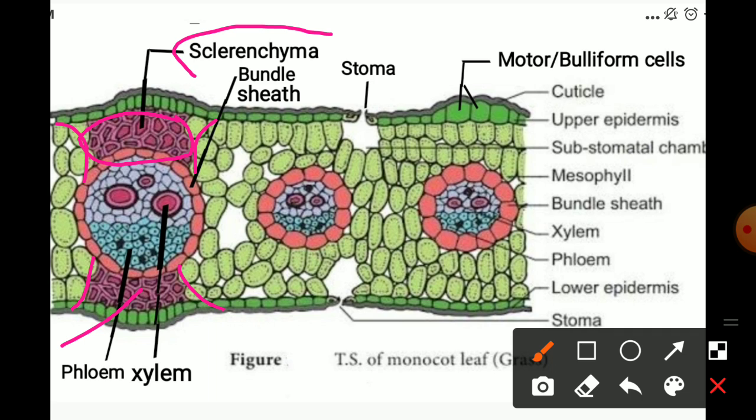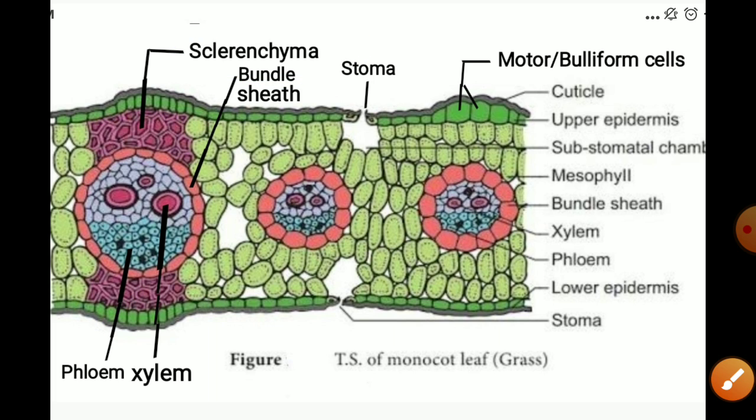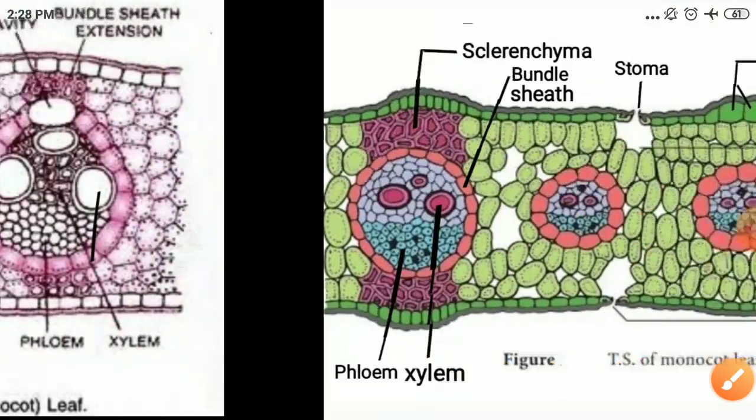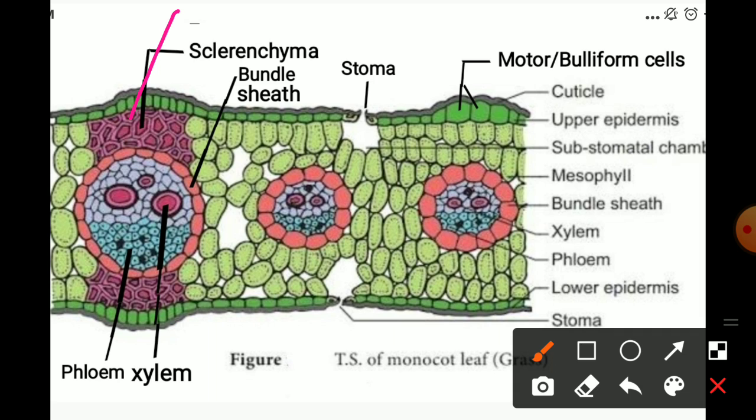This is the mechanical sclerenchyma tissue, or we can call it an extension of the bundle sheath toward the upper epidermis and toward the lower epidermis. This is a sclerenchyma type of tissue present, flanking, broadening toward the upper epidermis and lower epidermis. This sclerenchyma tissue is a very hard mechanical tissue present above the vascular bundle and below the vascular bundle, toward the lower epidermis and toward the upper epidermis.